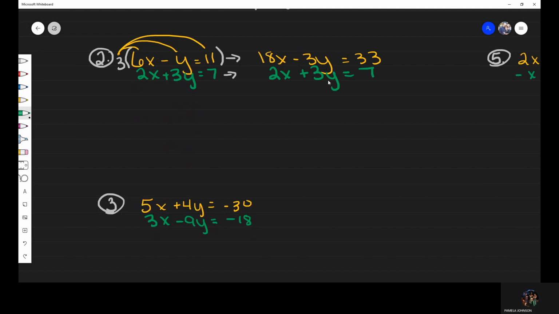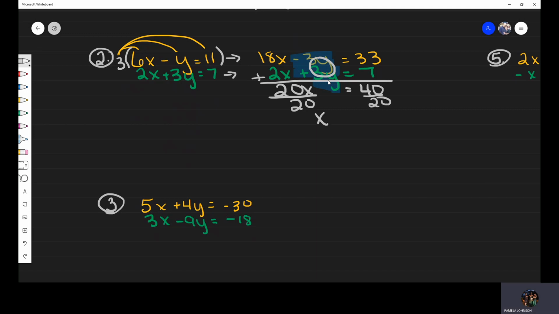Everything gets multiplied. All right, I'm just going to rewrite that second equation, the bottom equation, because we didn't have to multiply anything to it. And I can go ahead and add these up. So once again, now my negative 3y and my positive 3y are at a point where when I add them together, I'm going to get 0. 18x plus 2x is going to give me 20x. And 33 plus 7 is going to give me 40. And now just divide by 20 so that x equals 2.